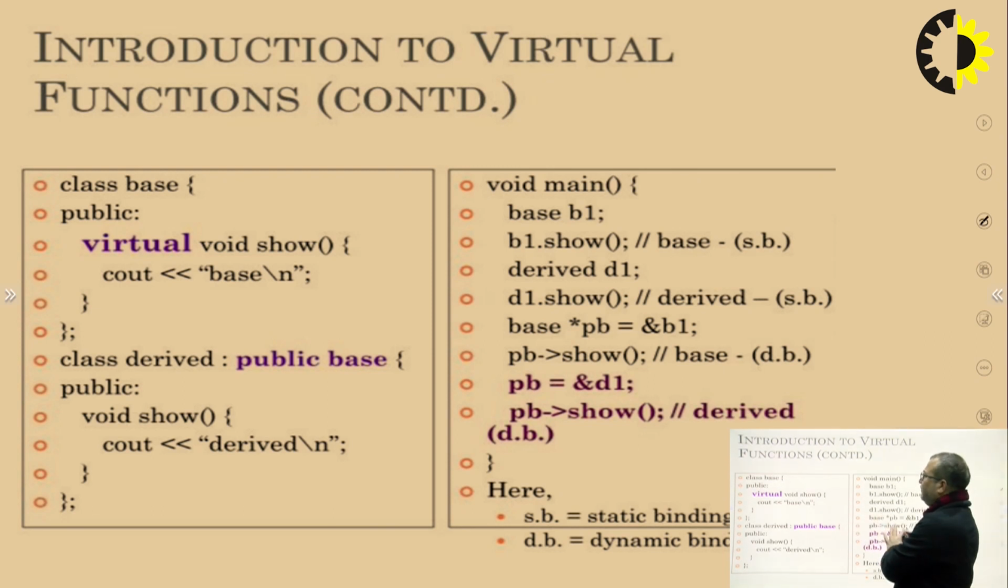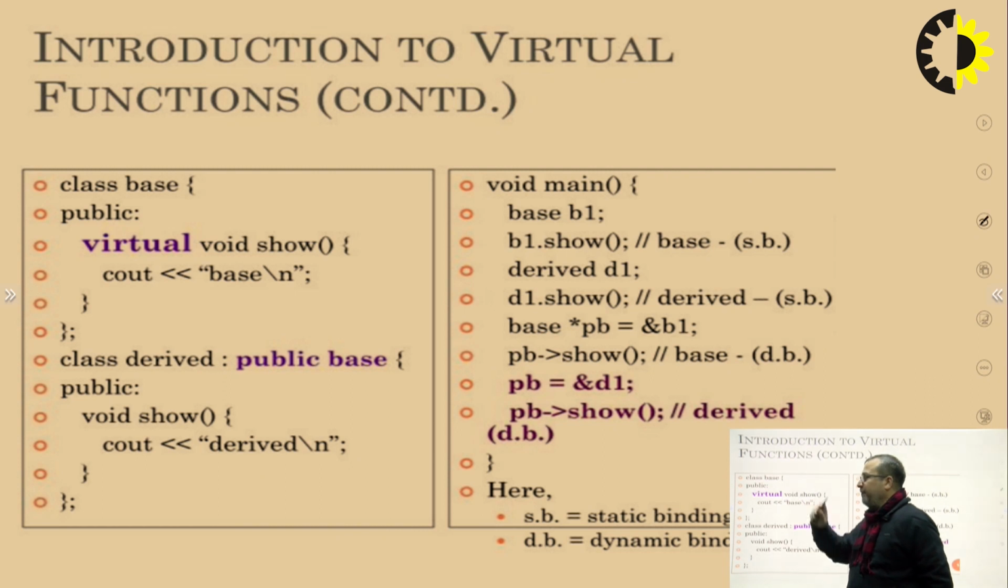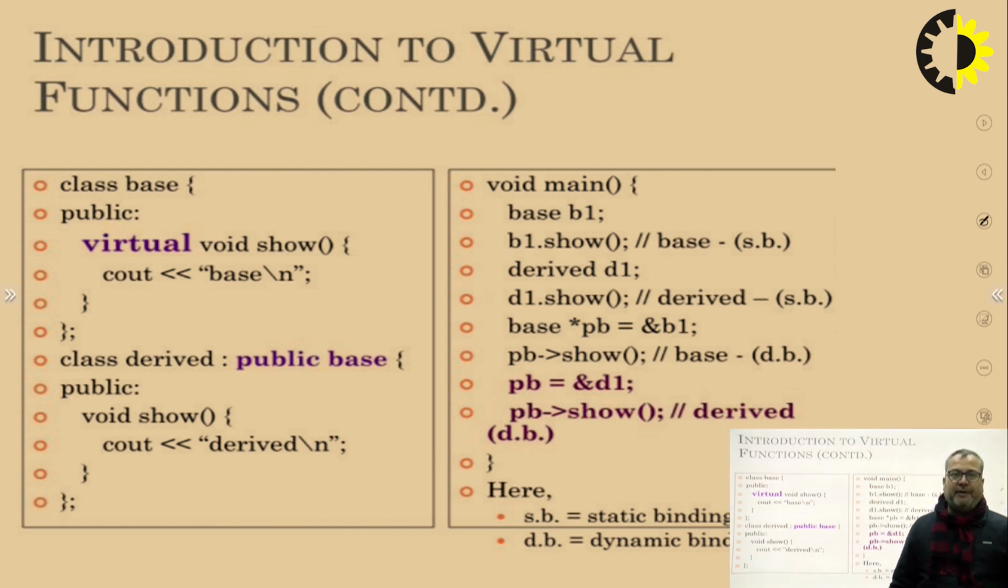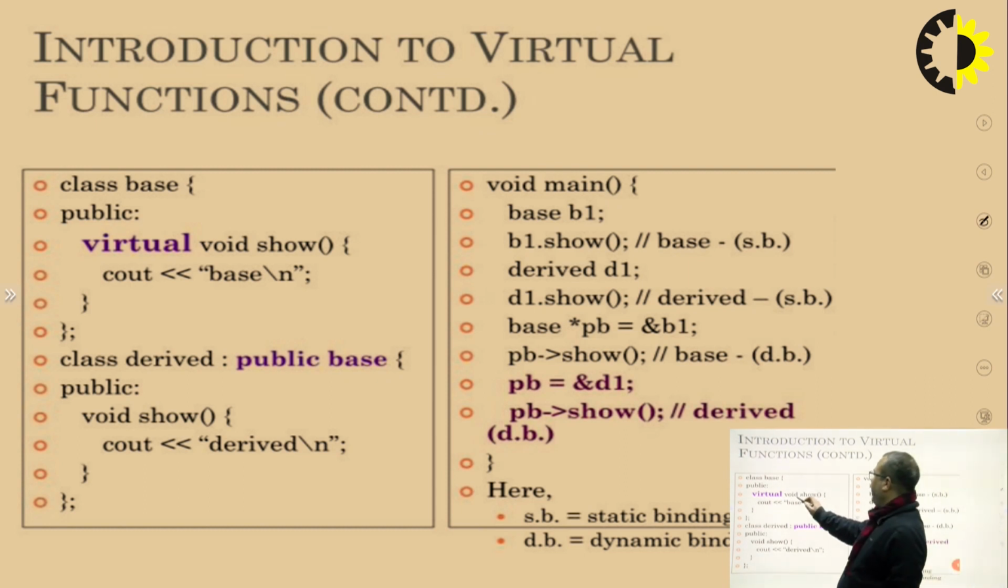The same program, with a function show which is in the base class as well as in the derived class. Now, the difference is that we make this show function a virtual function, and we will see what the difference is by creating a pointer to the base class object. Same function, we just use the virtual keyword.